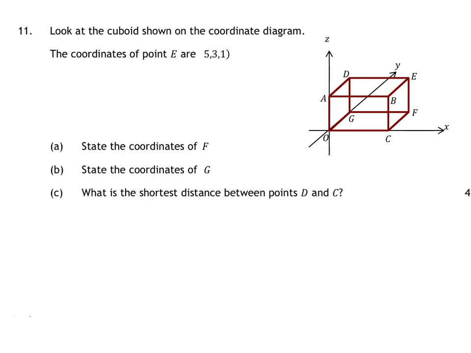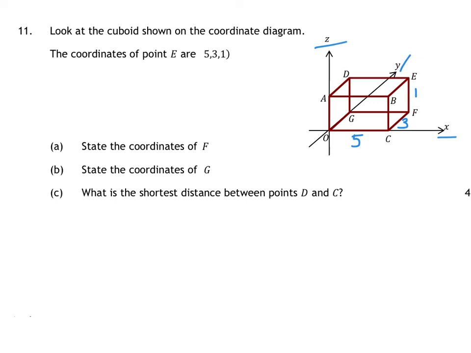Question 11 is vectors. We have to state the coordinates of vectors. So we know that E is 5, 3, 1. That means that is along 5, back 3, up 1. If you're not sure of your order, look at your coordinates. It goes along X, back Y, up Z. So follow the alphabet X, Y, Z. Now that should help us get the other one.